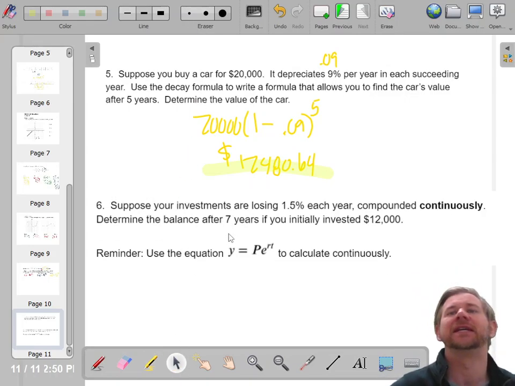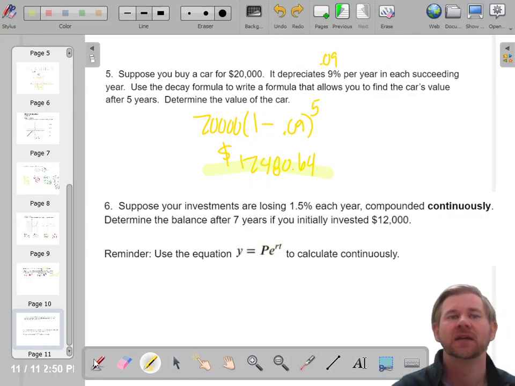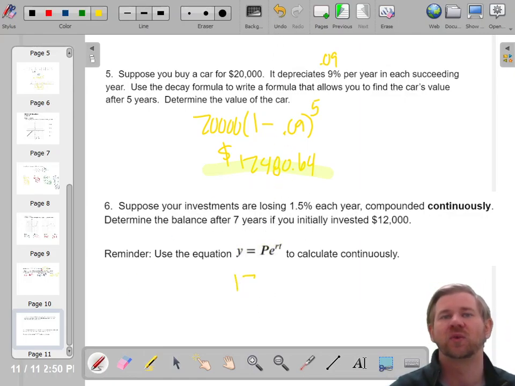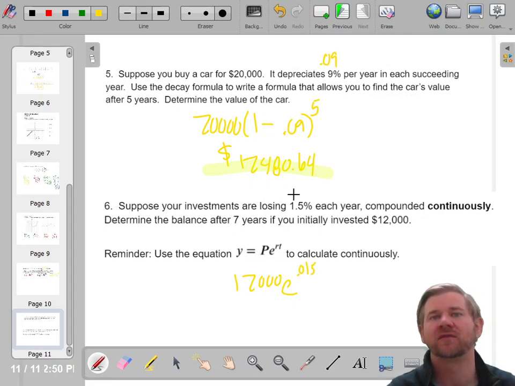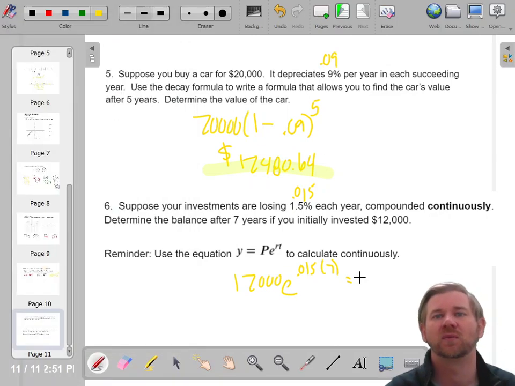Last thing, compounding continuously. If you're compounding continuously, you're using this PERT formula, P e to the rt. So it's very similar. You start with $12,000 in this problem. But then you use e, Euler's number. The interest rate is 0.015. Move the decimal twice. And then we're doing this for 7 years. So 12,000 e to the 0.015 times 7 is 13328.53.